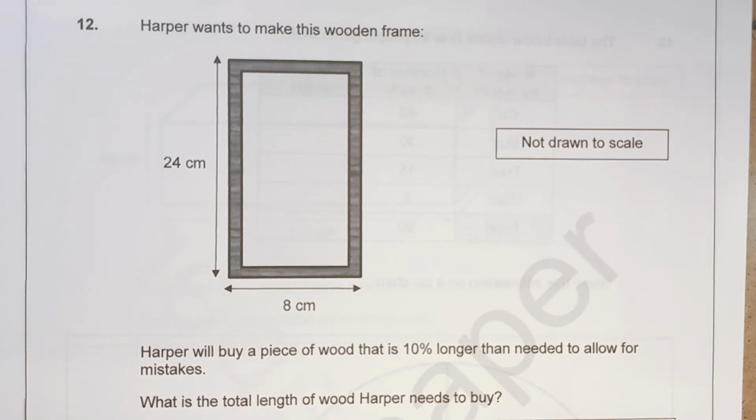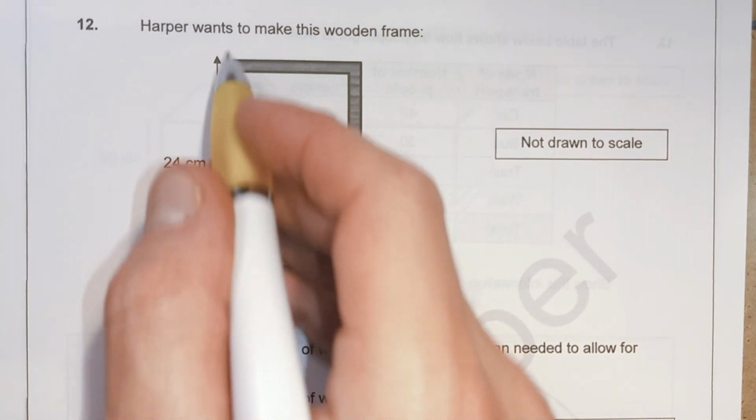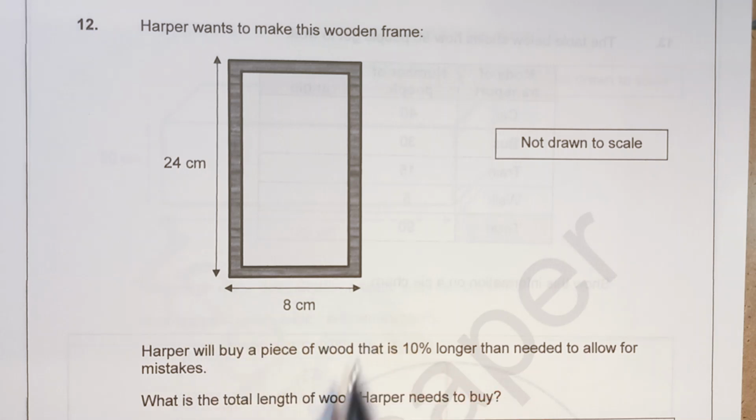Question 12. Harper wants to make this wooden frame. Okay, so we've got this here. It's 24 centimetres long, 8 centimetres across. Harper will buy a piece of wood that is 10% longer than needed to allow for mistakes. What is the total length of wood Harper needs to buy?